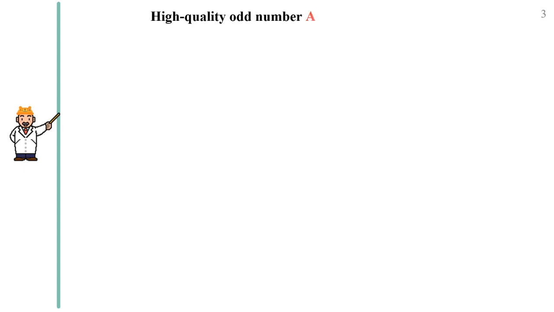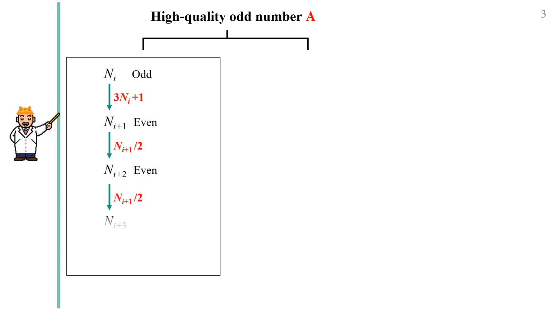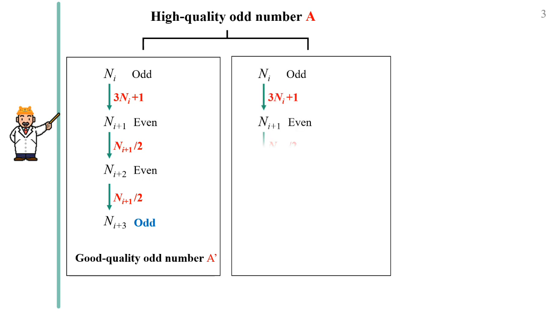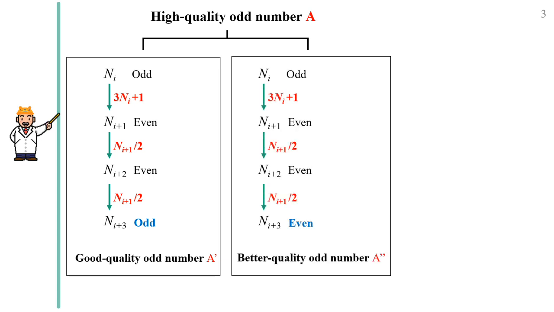High-quality odd numbers can be further divided into two subcategories. If the calculated value, n sub I plus 3, is an odd number, we define it as a good quality odd number and denote it by a prime. On the other hand, if n sub I plus 3 is an even number, we define it as a better quality odd number and denote it by a double prime. Even numbers are not subdivided and are simply denoted by C.